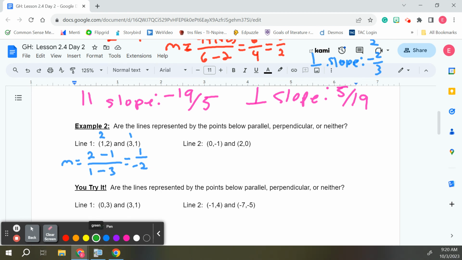I'm going to do this again for line 2. Again, here's point 2, here's point 1. This will be negative 1 minus 0 over 0 minus 2. So this leaves me with negative 1 over negative 2, which gives me a positive 1/2. So what are these? Are these parallel, perpendicular, or neither? Go ahead, Alex. Neither. Very good.